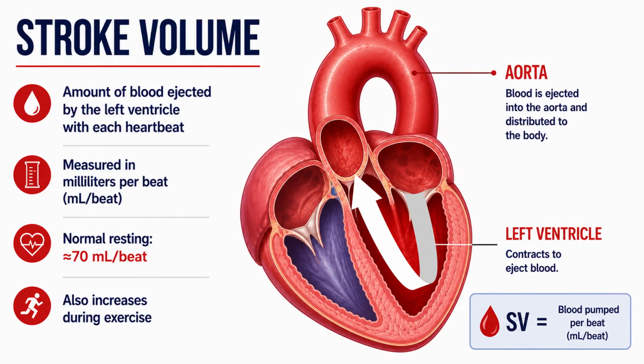Let's start by defining stroke volume. Stroke volume is the amount of blood ejected by the left ventricle with each heartbeat and is measured in milliliters per beat. In a healthy adult at rest, stroke volume averages about 70 milliliters per beat. Along with heart rate, stroke volume determines cardiac output and plays a major role in oxygen delivery.